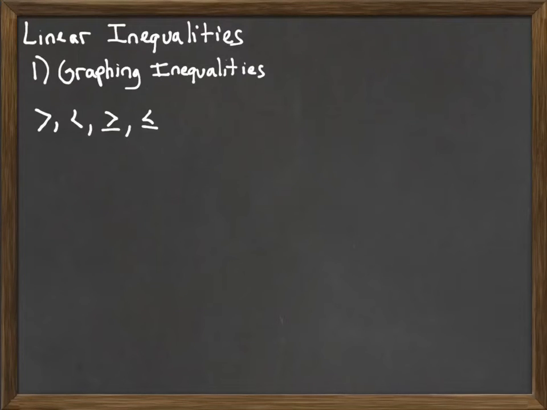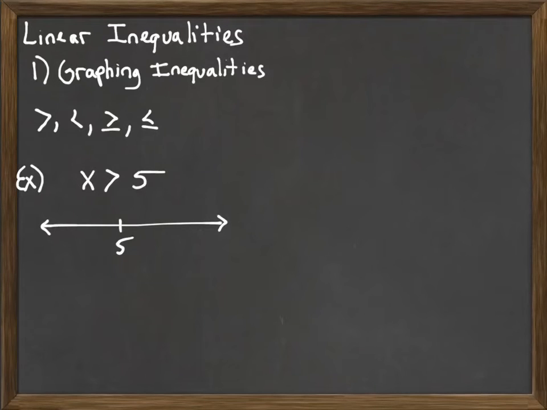So what we want to look at now is how do we graph inequalities. So let's consider an example. Here we have the inequality x greater than 5. The key is to use what's called a number line. So we plot our value on a number line. So there it is, 5.